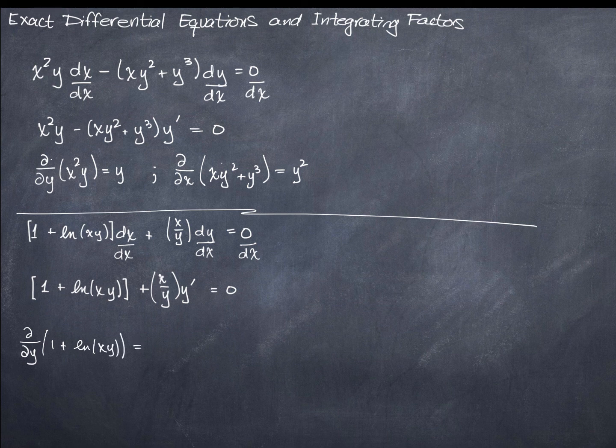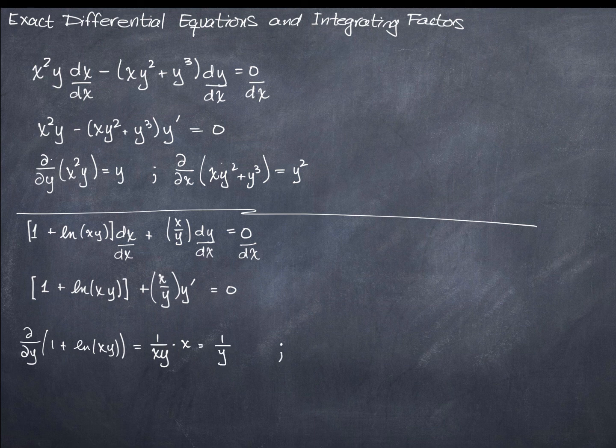is, differentiating with respect to y, so x is a constant. This is going to be 0 anyway, plus the derivative of the natural log is 1 over the argument, but then I need to use the chain rule and take the derivative of the inside function. And I'm differentiating with respect to y, so x is a constant. It's like saying 3y. Differentiate 3y with respect to y, you're going to get 3. So I'm just going to get x. And when I tidy that up, I get 1 over y.